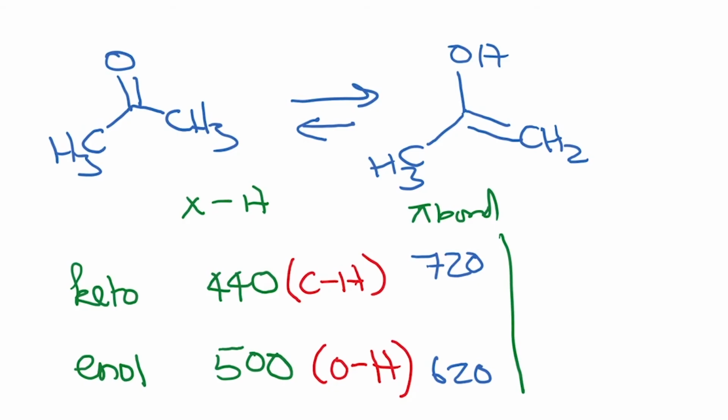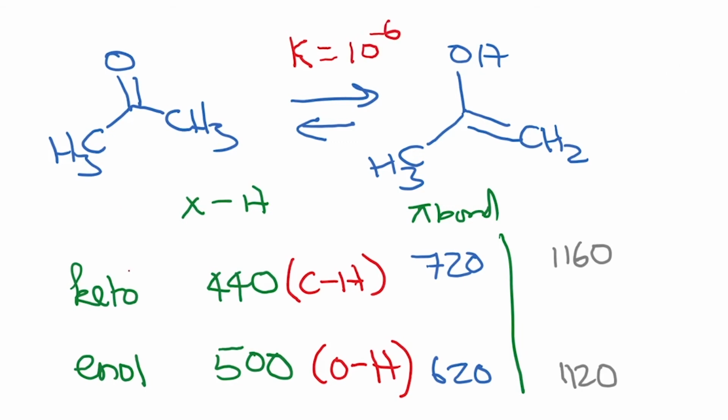Now if I add these two values, here I get 1160 kilojoules per mole, whereas here I get 1120 kilojoules per mole. Therefore the enol is slightly less stable, by about 40 kilojoules per mole, compared to the keto form. So the equilibrium constant that we usually find here is in the range of 10 power minus 6. Let me rewrite that so that it's easy for you to follow, and maybe I should write it here on top of the arrow. So the equilibrium constant is in the range of 10 power minus 6.